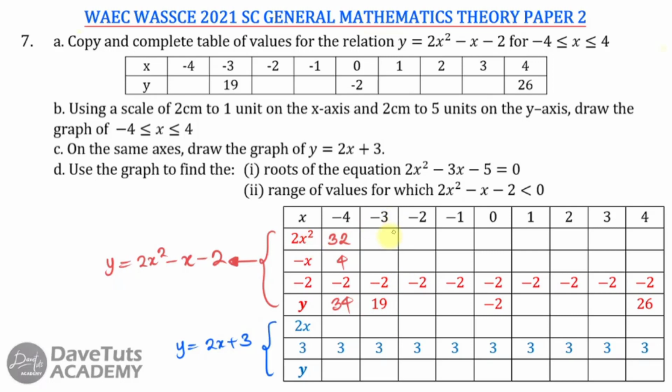So minus 3 raised to power 2 is 9. 2 times 9 is 18, so we have 18 here. Minus x will be minus 3, and that will be 3. So 18 plus 3 is 21. 21 minus 2 is 19. So we are on track.